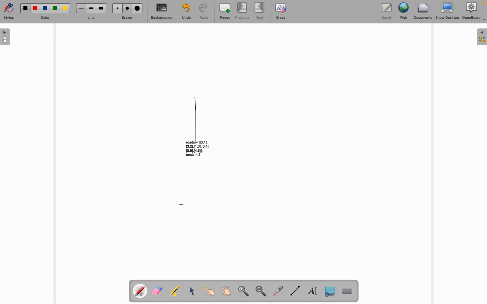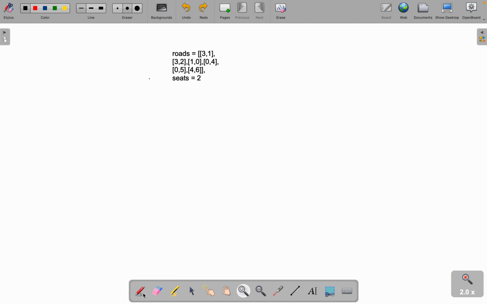So what we are given is that we are given n nodes and an undirected graph, or a tree. There are no cycles possible, and the nodes are labeled from 0 to n minus 1.